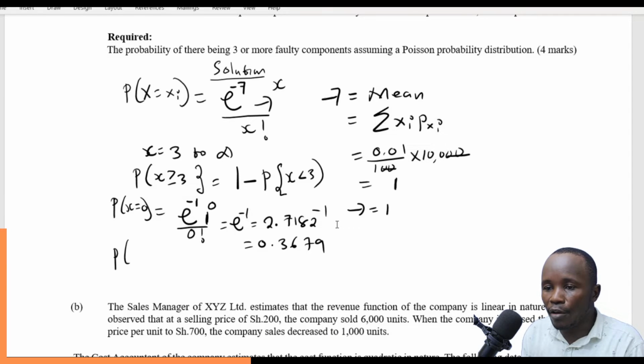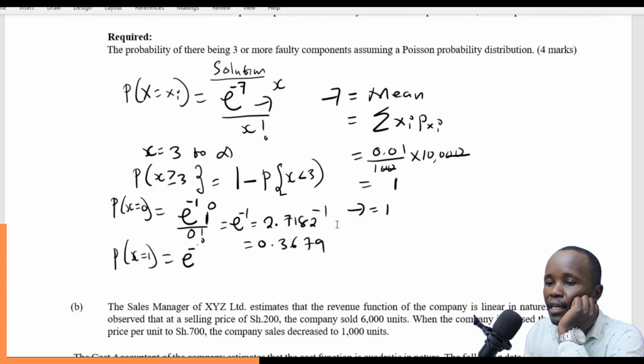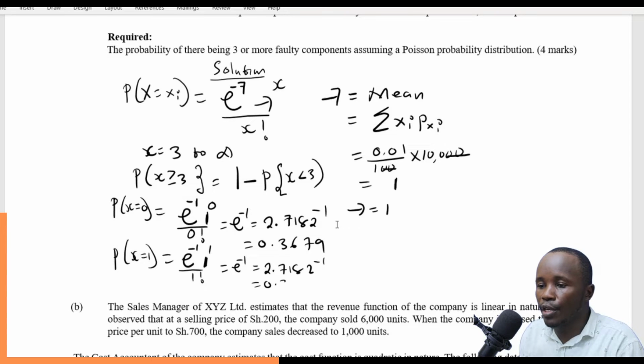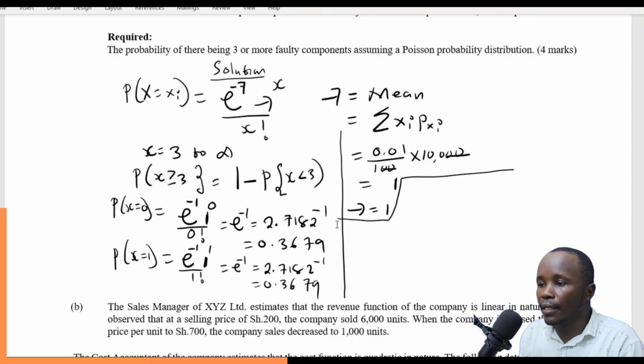Let's look at probability of x equals 1. Now I substitute x is 1. So I will have e power negative 1, then 1 power 1 divided by 1 factorial. So this 1 power 1 is 1, 1 factorial is 1, so this is the same as e power negative 1, which means 2.7182 power negative 1, and this gives me 0.3679. Good.